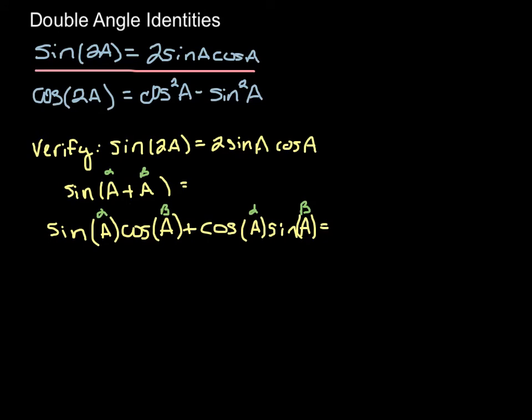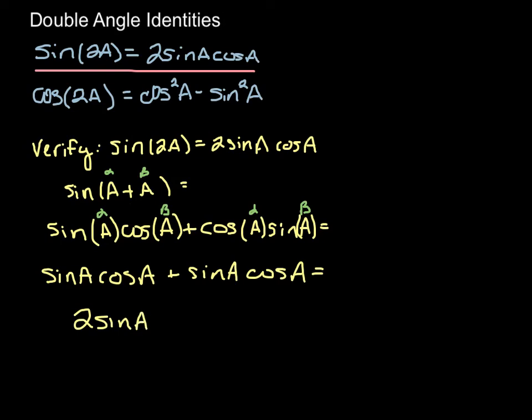Now, sine A cosine A plus cosine A sine A. Since we have multiplication here, we can rewrite it. So that means sine of A cosine A plus sine A cosine A. We have the same thing being multiplied to itself, added to itself twice. So we have 2 sine A cosine A. Now we've verified this identity.